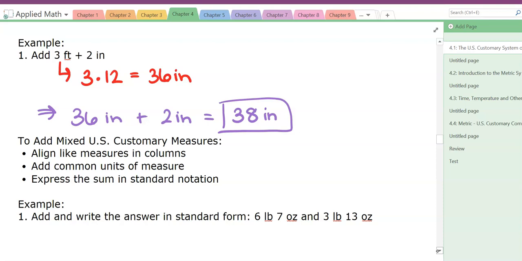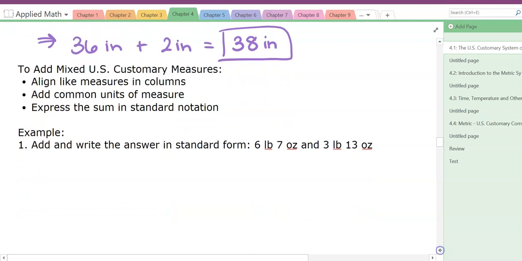basically think about how you guys learned how to add in elementary school. Line them up in columns, okay? Keep like things together, so you're going to keep like pounds together, ounces together, yards together, feet together, inches together, okay? And then you're going to add them up, and then if you need to do any of that standard notation of rewriting it, then you can do that at the very end.